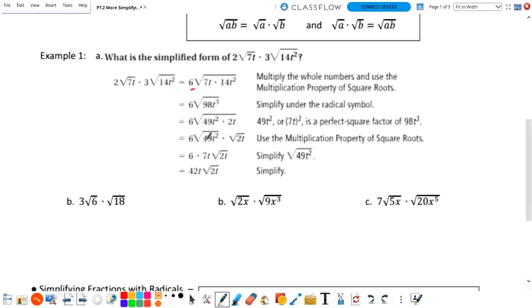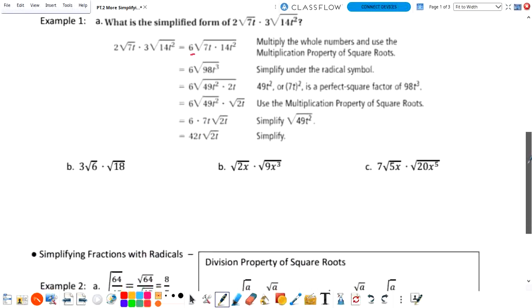So the square root of 49 is 7. The square root of t squared is t. And then we're going to leave the 2t underneath the radicand. Then we will multiply what's on the outside: 6 times 7 gives us 42. Bring down our t. So 42t times the square root of 2t. That is your simplified final version.